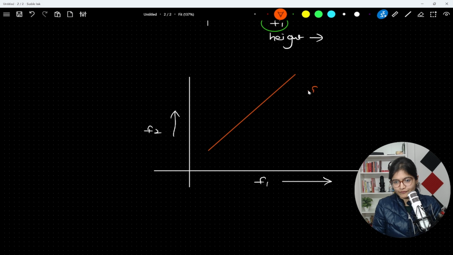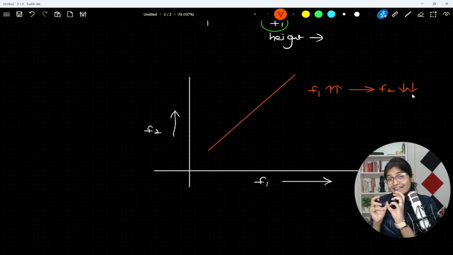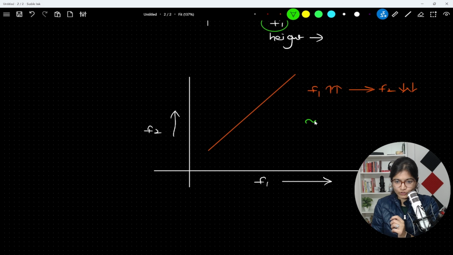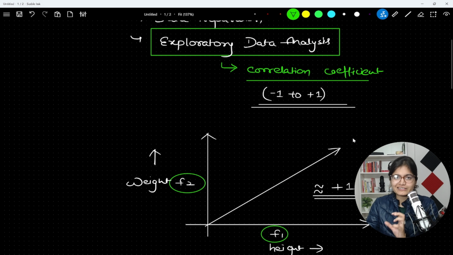That as the value of F2 is increasing, the value of F1 is decreasing, and vice versa. Means the value of F1 is increasing, the value of F2 is decreasing. So this kind of format you're observing between these two features. Again, in a way they are correlated, but now they are negatively correlated. Means in this scenario, their value is approximately equal to -1.